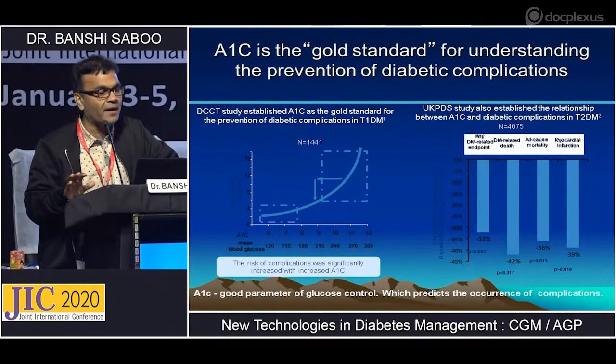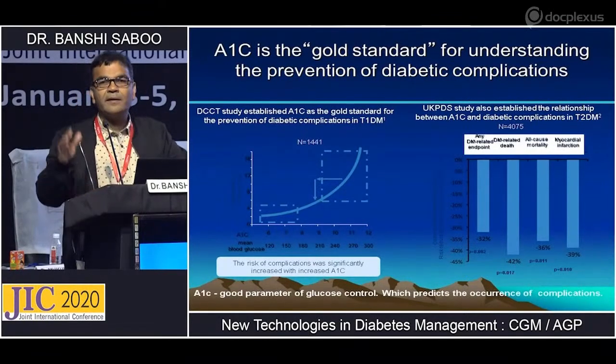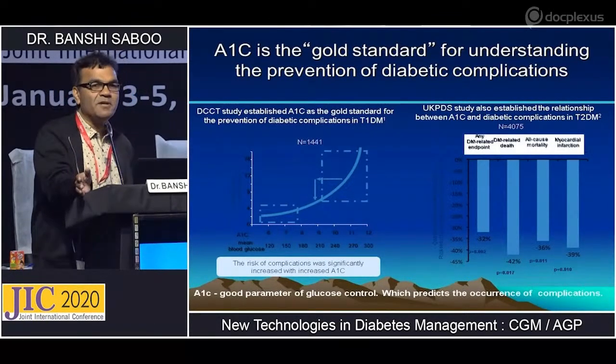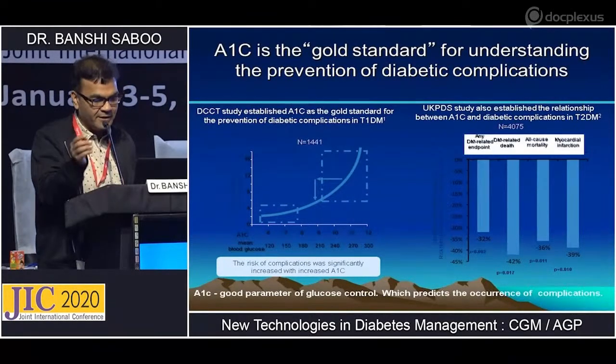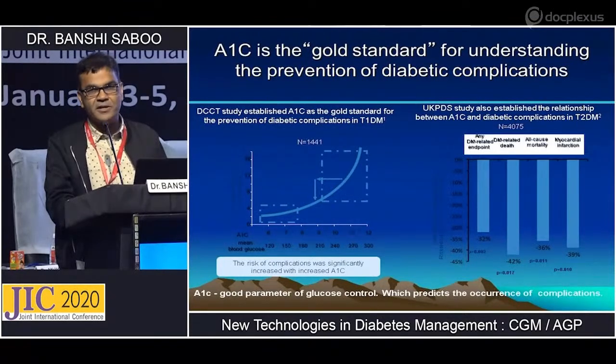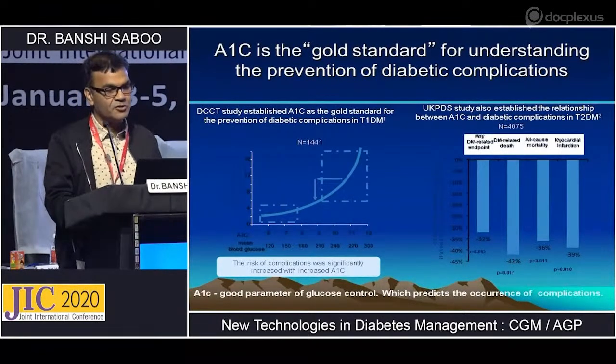A1C is the gold standard. All of us know from our DCCT trial as well as UKPDS that the tighter the glycemic control, you have fewer complications, which is more with microvascular complications. But even with macrovascular complications, it is less if you have a tighter glycemic control.